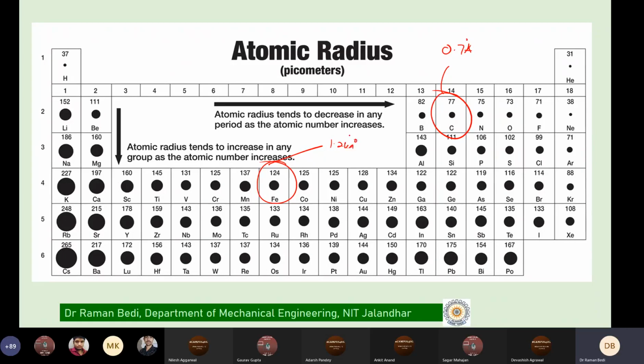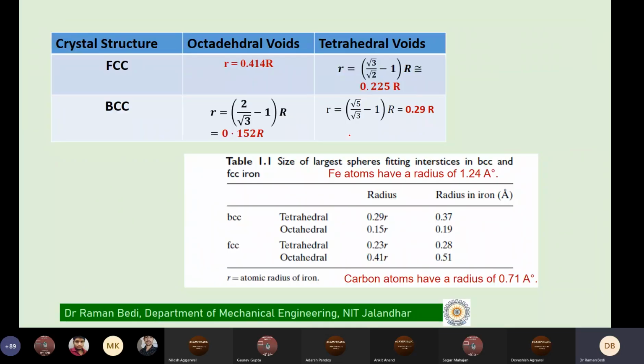So if I pick up this data from this basic slide regarding the atomic radius, let's come to this table where the summary of the things I have just listed is given. In the case of BCC and FCC, I have taken iron and carbon because iron is available to us in both crystal structures at different temperatures. It is BCC also, it is FCC also, at different temperatures. If you sum up what you saw in your previous slides, yesterday we were able to derive these values: for the octahedral voids in an FCC structure, the radius ratio is 0.414, and for tetrahedral voids 0.225.